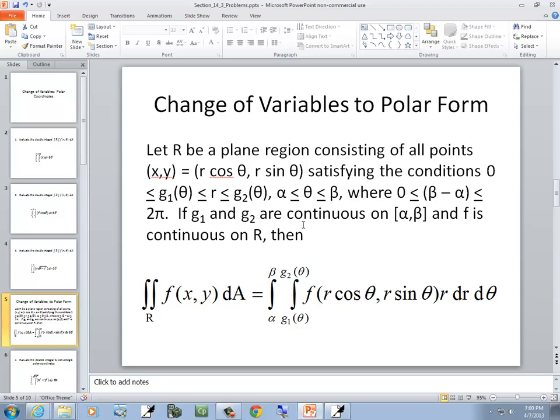If g sub 1 and g sub 2 are continuous on alpha to beta, and f is continuous in r, then we can use this following formula to rewrite it. The formula makes it kind of complex. It's not too tough of a concept. You'll probably find it easier to put your r's on your inner integral and your thetas on your outer integral. Well, let's take a look at a problem dealing with this and see how it works.